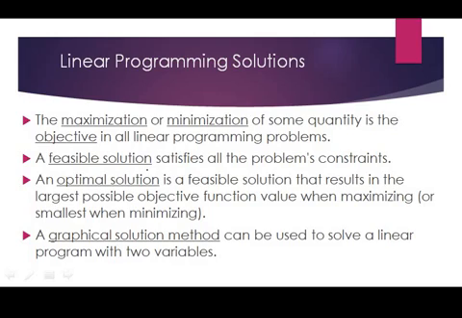There is no compulsion that it has to have a single solution every time. So any solution which satisfies the constraints is called a feasible solution. A feasible solution satisfies the problem's constraints. Any solution which satisfies the constraints, what do I call it? Feasible solution.